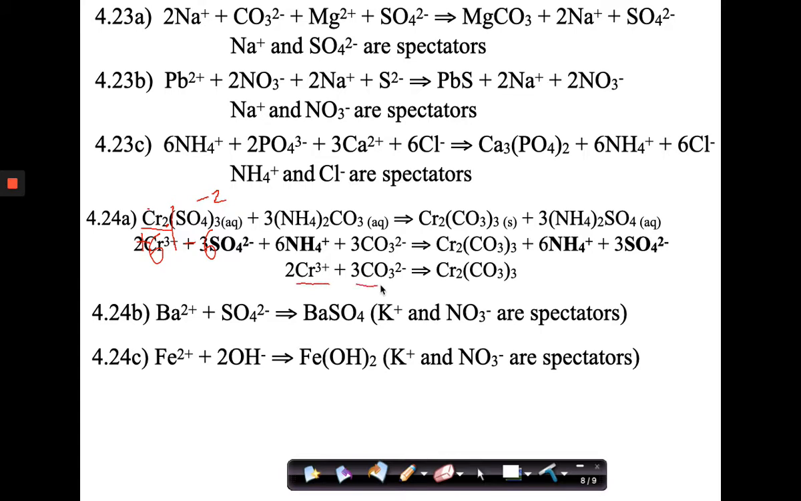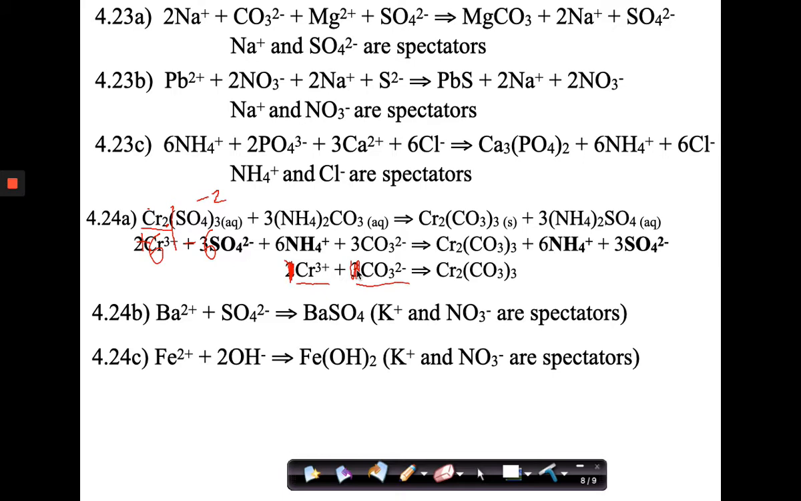Then I know that carbonate is -2. Then imagine that these aren't here. Where do +3 and -2 come together? 6. So how many chromiums do I need? 2. How many carbonates do I need? 3. And then I just carry these numbers back over there to make it balance.